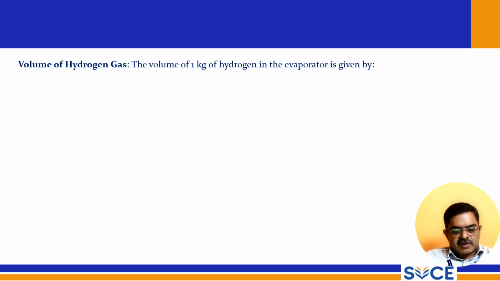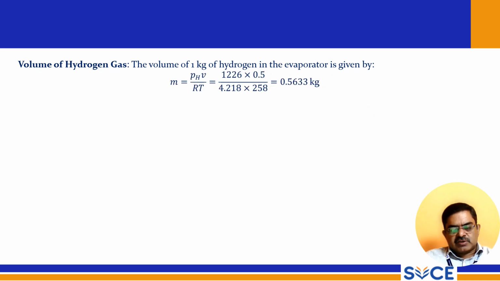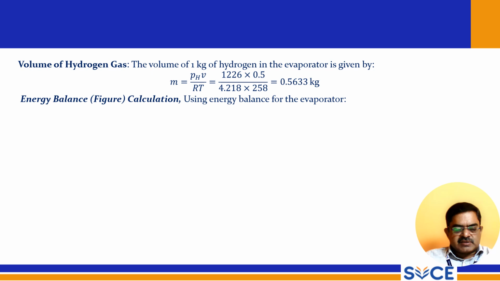So volume of gas, hydrogen gas, the volume of 1 kg of hydrogen in the evaporator is given by m equal to PHV divided by RT equal to 1226 into 0.5 divided by 4.218 into 258, that is equal to 0.5633 kg.